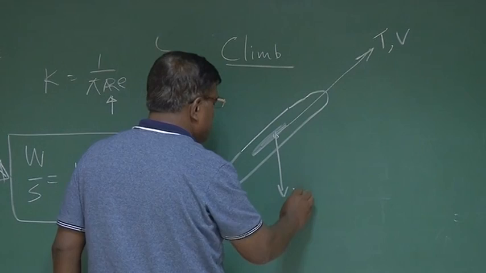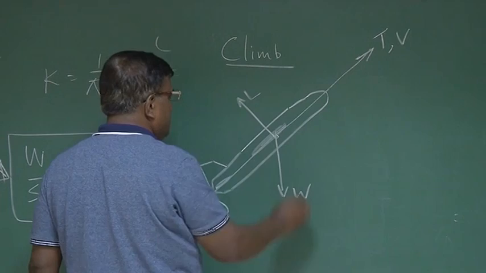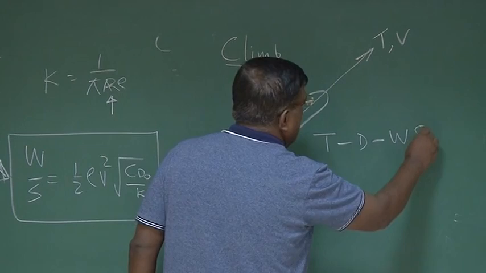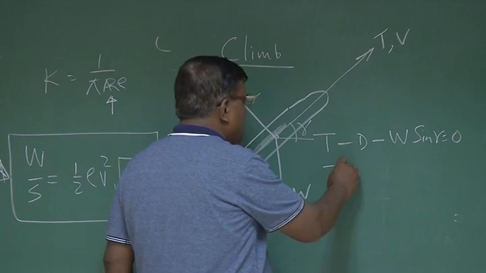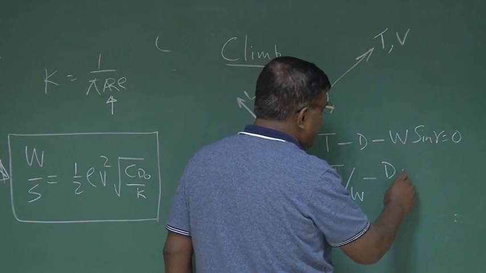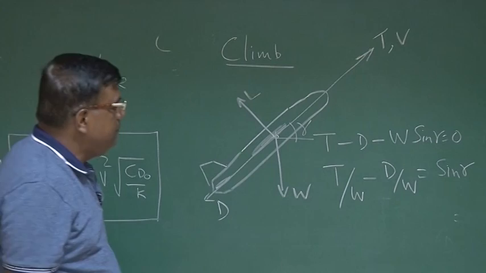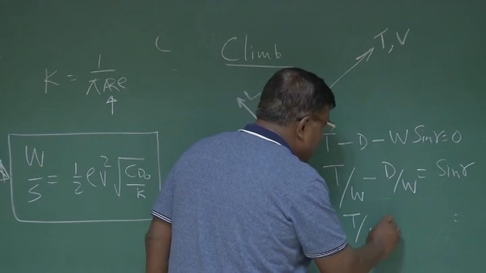This is drag, this is lift. So I know T minus D minus W sine gamma equal to zero for a steady climb. Okay? So what I am seeing here? I am seeing T by W minus D by W is equal to sine gamma, or T by W is equal to sine gamma plus D by W.